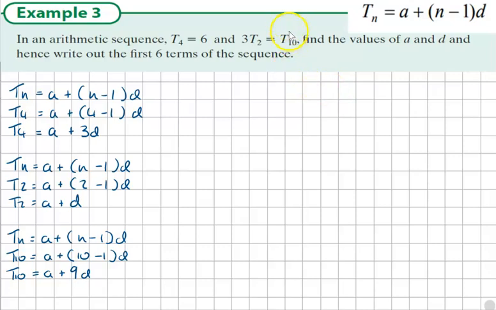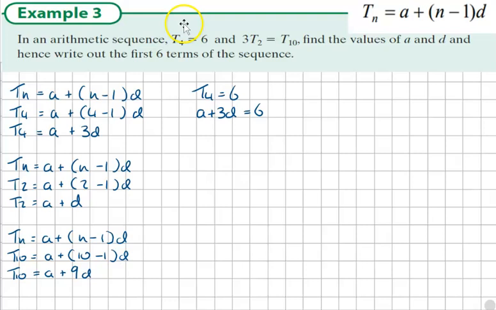So then we're going to focus on T10 and do the exact same thing. So we write out the formula again, swapping the n's for 10. So we have a plus bracket 10 minus 1 times d. So 10 minus 1 is 9, and 9 times d is 9d. So we have T10, so term 10, is equal to a plus 9d. So again, we have an equation in terms of a and d, which is what we want, because we're trying to find a and d.